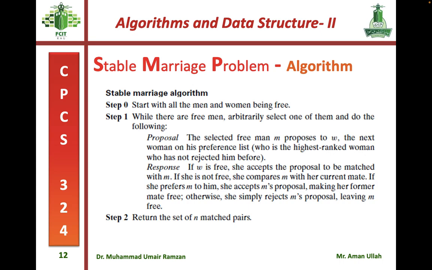Step 2. Let the first man propose to the woman he prefers. If the woman is free, then she accepts him, whether he is her first choice or last. In other words, she has no option but to accept him. If the woman isn't free, she compares the new man with the current partner, and if she prefers him, then she sets her current partner free, otherwise she rejects the man. Step 3. Return the set of the matched pairs.